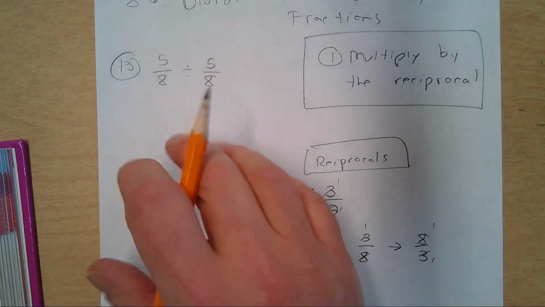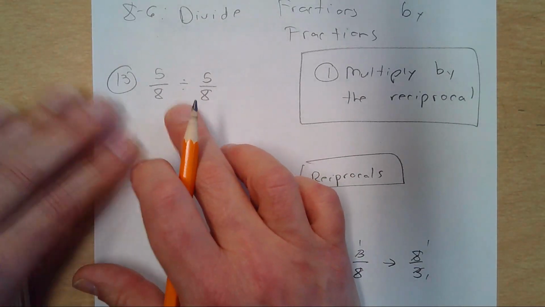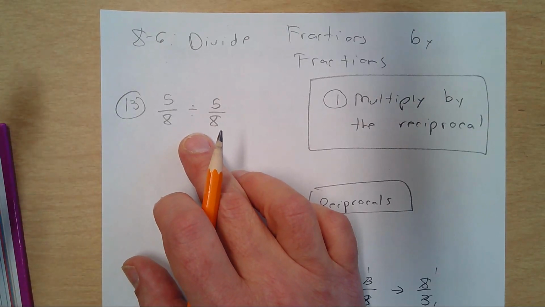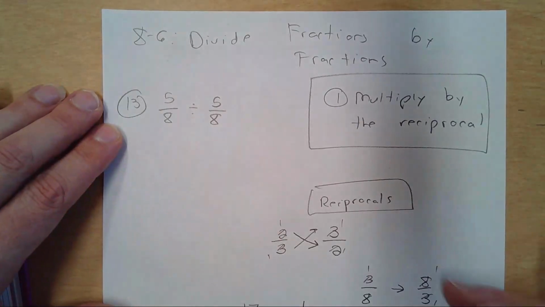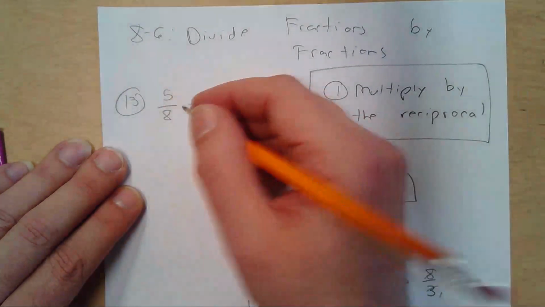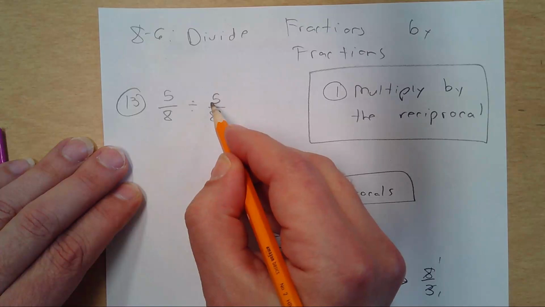So if we go up to number 13 here, directions say, again, we never actually do dividing when we're dividing fractions. Kind of one of those odd but true scenarios. So what we have to do is rewrite this as a multiplying problem, and then we'll solve it the same way we did problems in 8-2, 8-3, 8-4. So when I multiply, I multiply by the reciprocal.